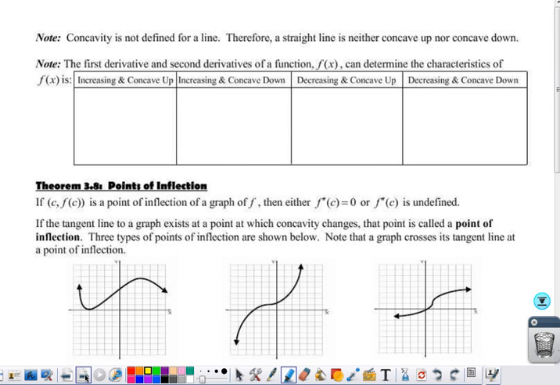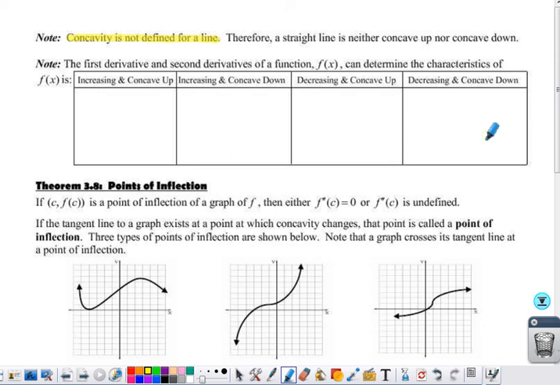All right, so the one thing, this little note up at the top that just says concavity is not defined for a line. Therefore, a straight line is neither concave up nor concave down. For the most part, we will deal with non-horizontal lines. So looking at this little chart here, we have 4 boxes that we want to analyze.